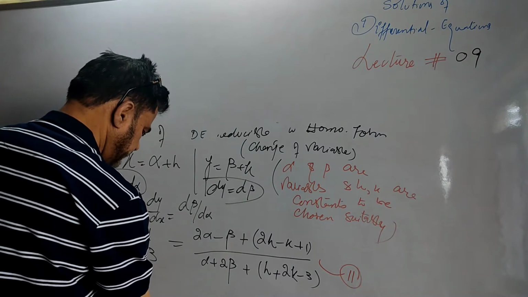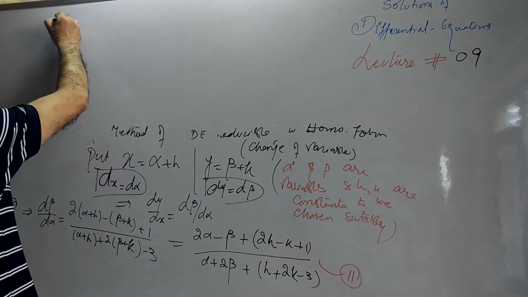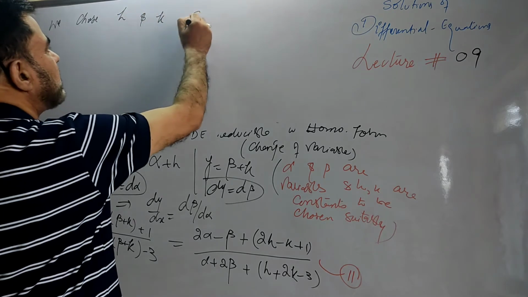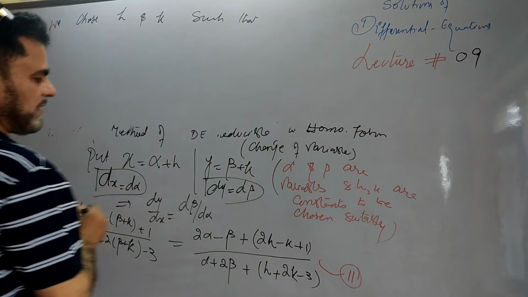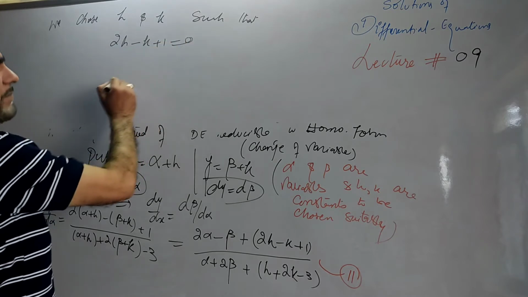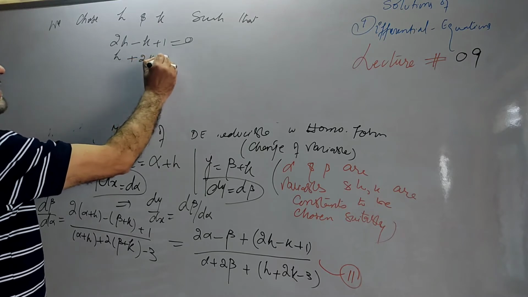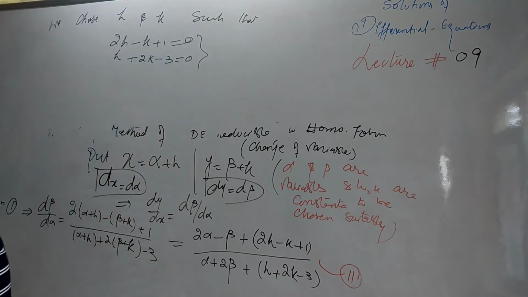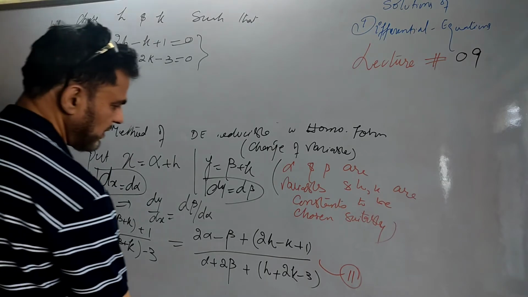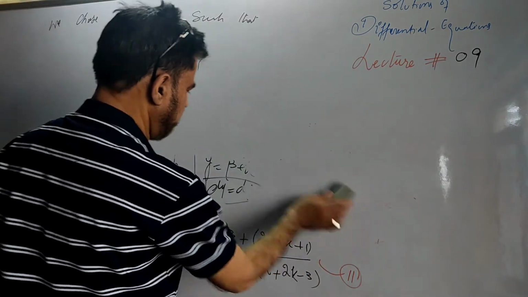Now what we do is we choose h and k such that 2h minus k plus 1 is 0, h plus 2k minus 3 is 0. This is the choice of h and k. We have already told you that h and k are constants at your disposal. Their choice is taken suitably to satisfy our requirement.